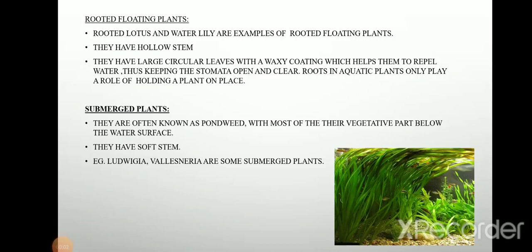Plants that we have seen, it's a rooted floating plant. Now in rooted floating plants we have lotus and water lily, which are the examples. They have a hollow stem. Why do they have a hollow stem? So that they can float very easily on the water surface. If they had a brown stem which is thick, they would not be able to float on the water surface, and that is the reason why they have a hollow stem.